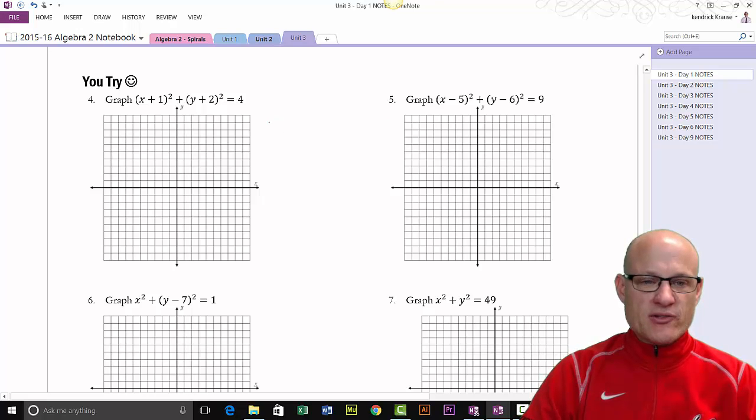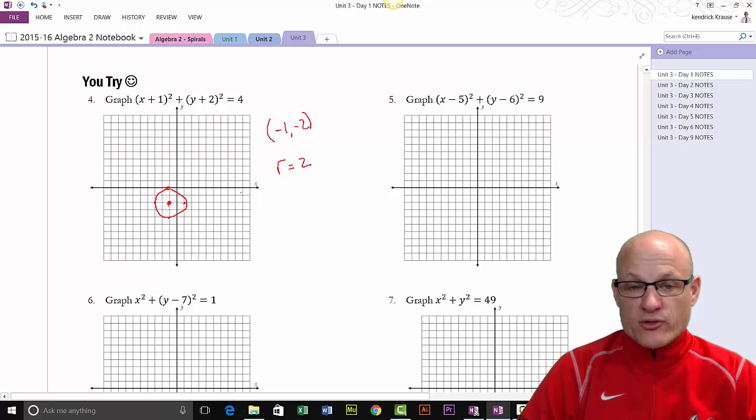So I expect you to state the center, -1, -2, and I expect you to state the radius. It only takes a second. -1, -2, right 2, up 2, left 2, down 2. Now, did I have to put a scale for this one? If the scale is 1, you don't have to put a scale. It's understood to be the 1. Anytime you want to change the scale, then you got to do it.